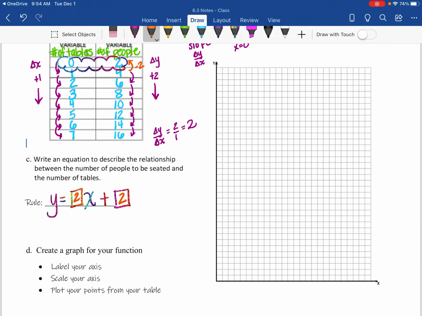These are our checklists. We need to label our axis, we need to scale our axis, and we need to plot our points. All right, so our x-axis, we said in our table, our independent variable is the number of tables. We said our y-axis, or our y value, was the number of people. Okay, so we have labeled our axes. We need to now scale our axes.